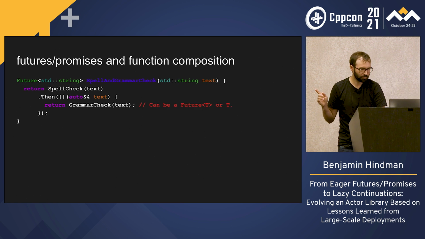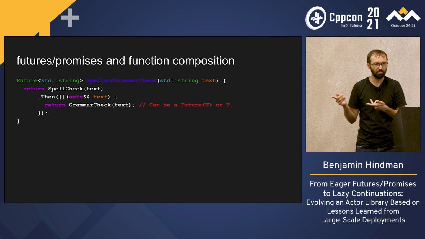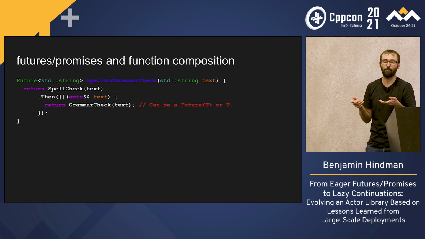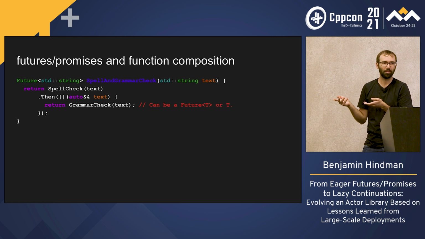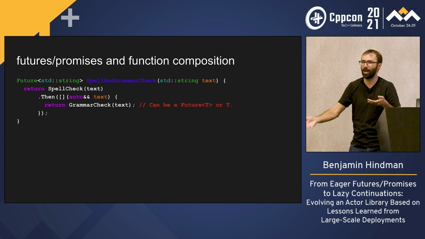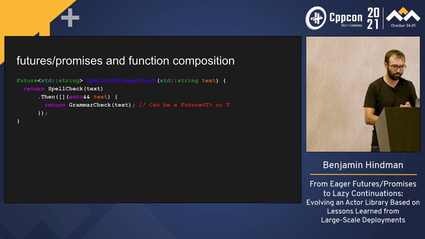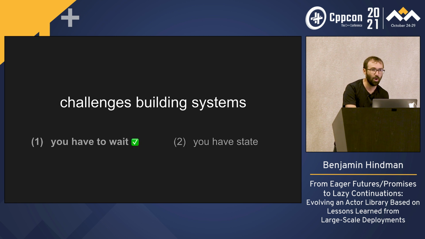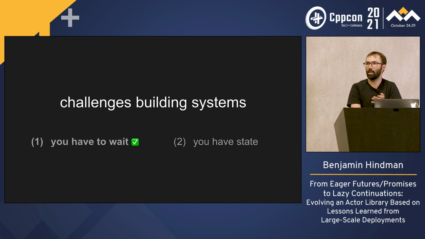One minor point. Grammar check in this case, I haven't actually shown you the implementation, but it can either return a future or it can just return a T. So the .then can be smart enough to know whether or not there's more waiting that has to happen or not. Okay. All right, great. So that's kind of great. That's solving how we have to wait. That's helping us not have to deal with waiting. That's great. So let's move on to the second problem, which is you have state. All right.